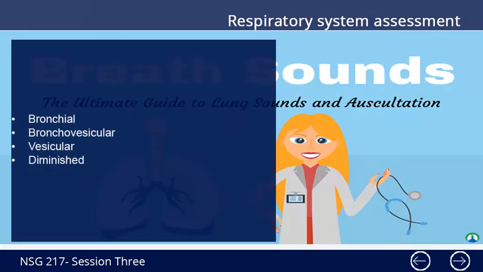Normal breath sounds. Bronchial, which is heard over the trachea and main stem bronchi. That is second to fourth intercostal spaces, either side of the sternum anteriorly, and third to sixth intercostal space along the vertebrae posteriorly. The sounds are described as tubular and harsh, also known as tracheal breath sounds.